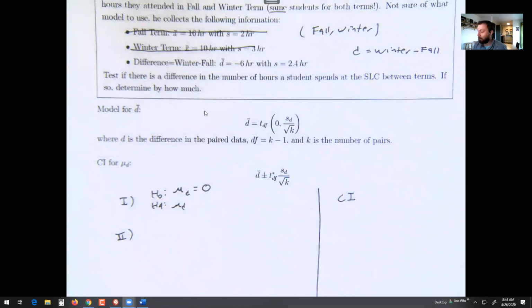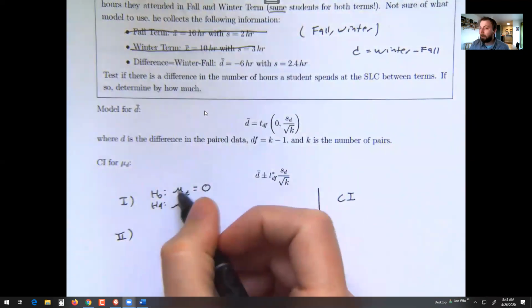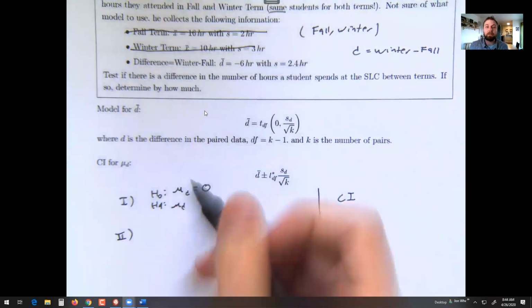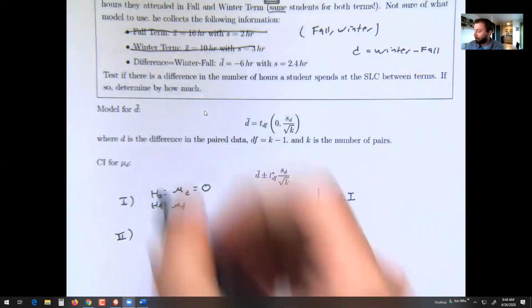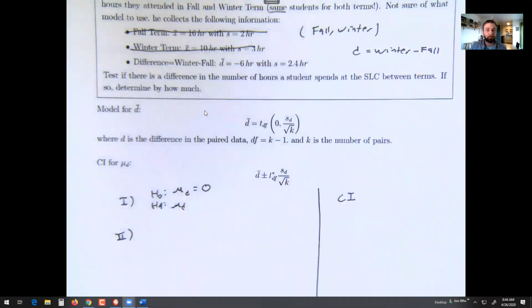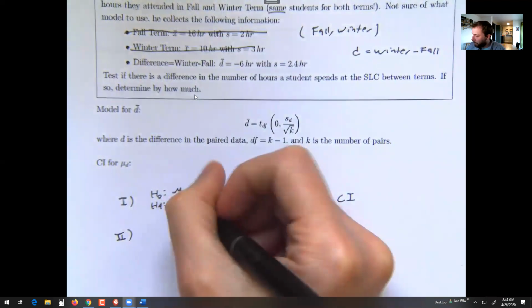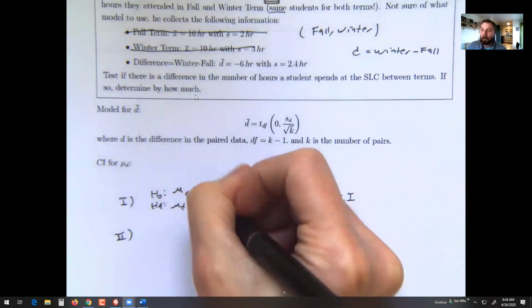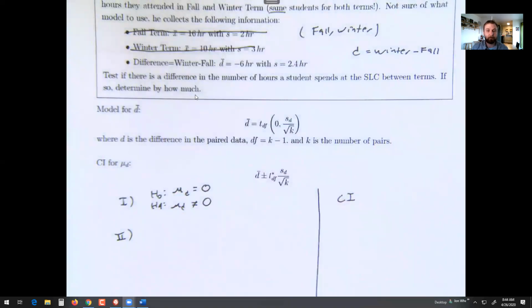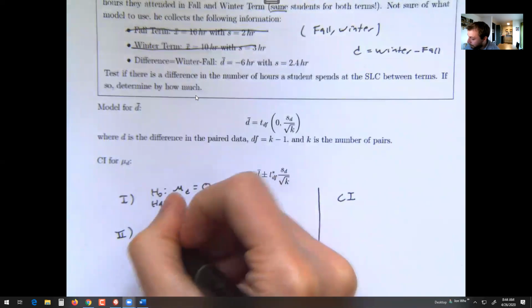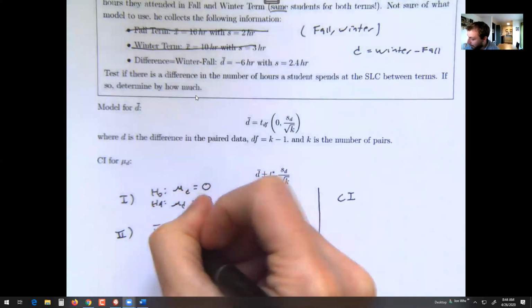Now notice what I've done here. I have a single average because I'm looking at a single list of values, and that list of values is the difference. So test if there's a difference. If I'm testing for a difference, that's a not equal to kind of situation. Model. Well, I have the model that I would have if I was working with a single average.